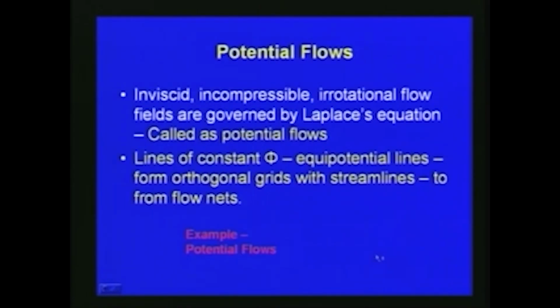from Bernoulli's equation. So potential flows, as we have defined, are inviscid. This potential flow theory is used for inviscid, incompressible, and irrotational flow, and the flow fields are governed by the Laplace equation and are called potential flows. The lines of constant potential are called equipotential lines, and they form orthogonal grids with the streamlines to form flow nets, which we will be discussing later.